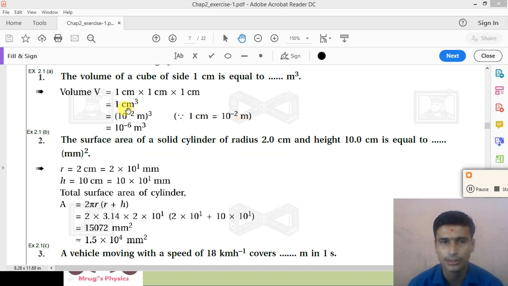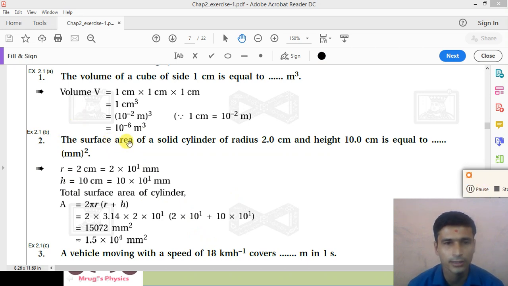So instead of this 1 centimeter, we place 10 raised to minus 2 meter multiplied by 10 raised to minus 2 meter multiplied by 10 raised to minus 2 meter. Or in the answer 1 centimeter cube, if you place 1 centimeter equal to 10 raised to minus 2 meter, raised to power 3, the powers multiply. So we get the answer: volume of the cube in meter cube is 10 raised to minus 6 meter cube, right? Now question number 1B.